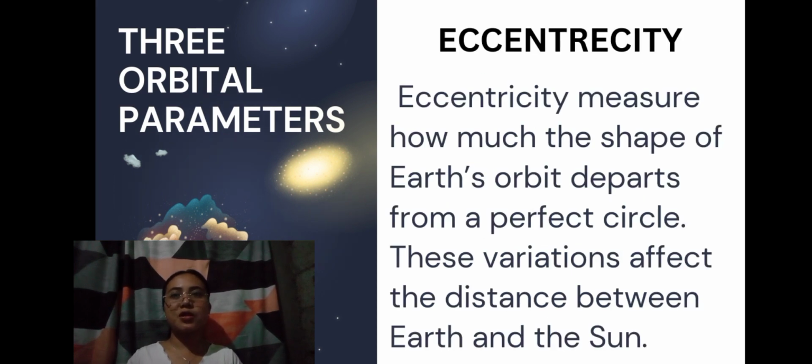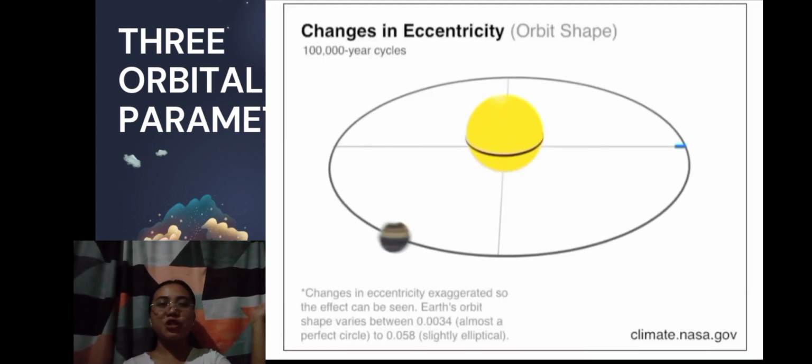Eccentricity measures how much the shape of Earth's orbit departs from a perfect circle. These variations affect the distance between Earth and the Sun. Eccentricity is the reason why our seasons are slightly different lengths, with summers in the northern hemisphere currently about 4.5 days longer than winters, and springs about 3 days longer than autumns. If eccentricity decreases, the length of our seasons gradually evens out. As you can see, this is the movement of the eccentricity.